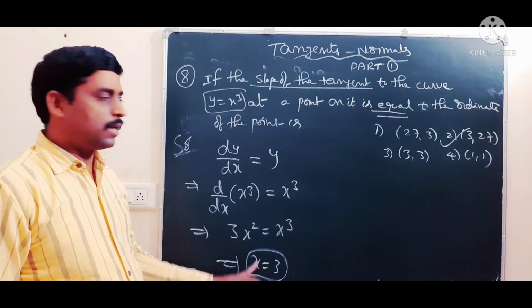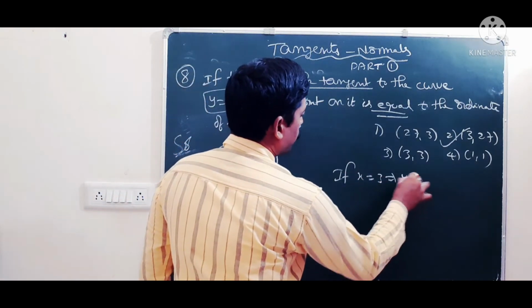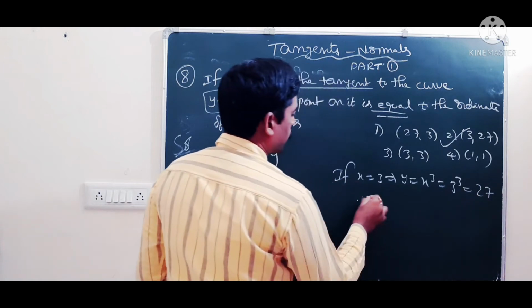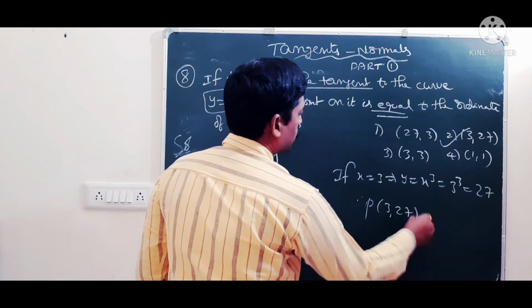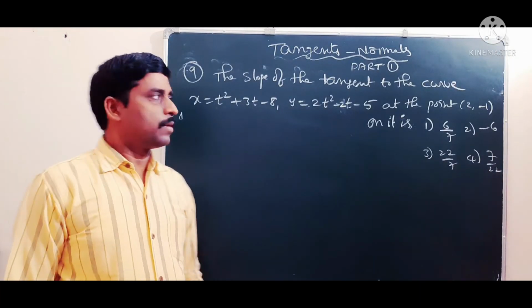If x value is 3, then find out the y value. If x is equal to 3, y is x cube, given. So this is equal to 27. What is the point? (3, 27). Second option is correct. Let us go to the next problem.